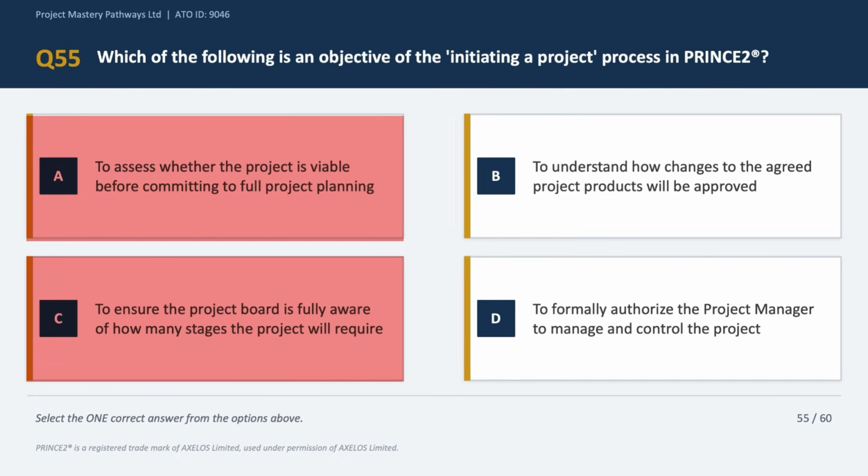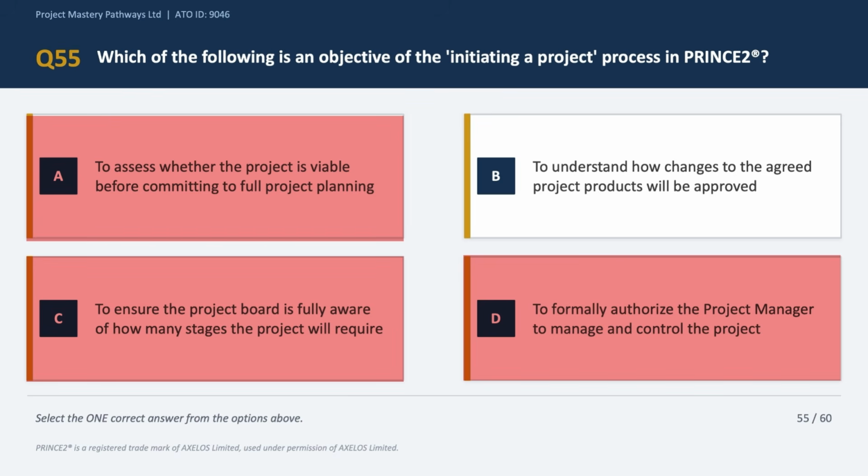Let's look at option D, which says to formally authorize the project manager to manage the project. Now, this is an activity in the directing a project process and not an objective for initiating a project. So we can eliminate option D as well. Option B says to understand how changes to the agreed project products will be approved. This looks like a good option to me, and it is the correct answer choice indeed. And this is the defined objective of initiating a project process, okay? At least one of the objectives, okay?